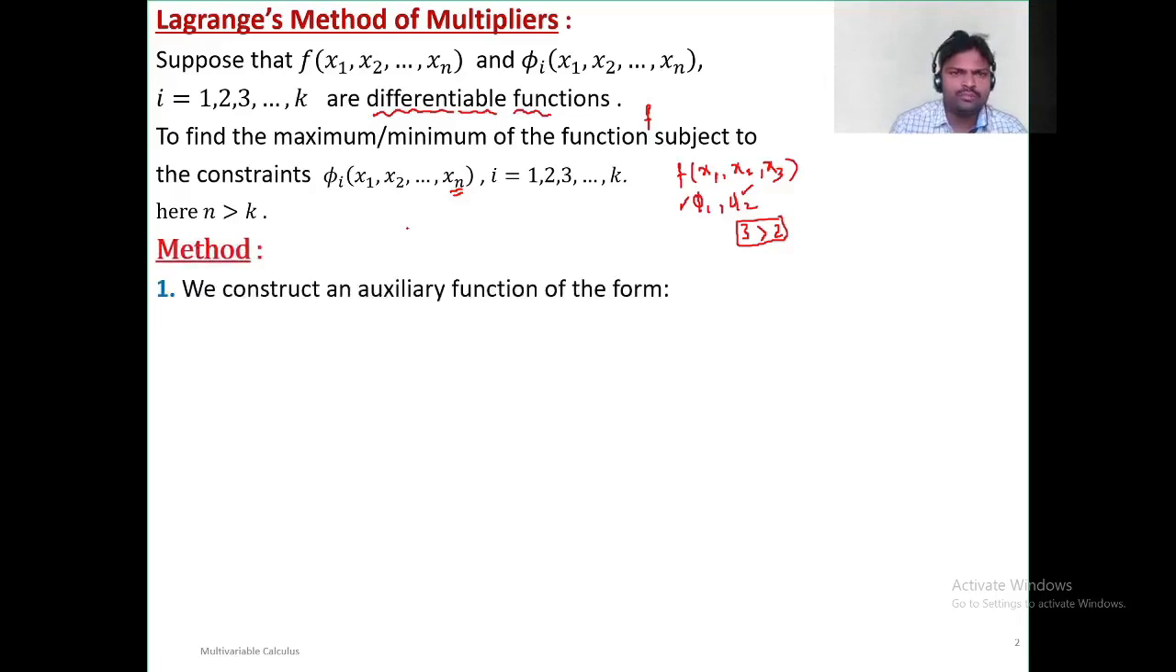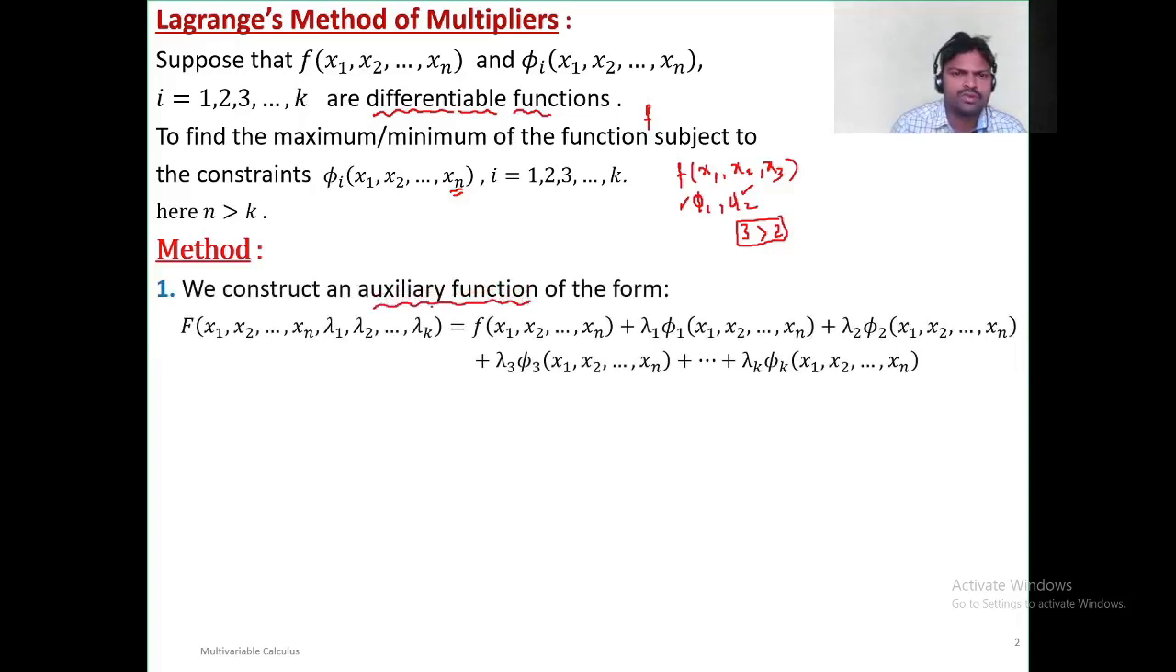Then the methodology: look at Lagrange's method of multipliers. First, we construct an auxiliary function. The auxiliary function is this one. I am defining capital F, and the given function is small f.